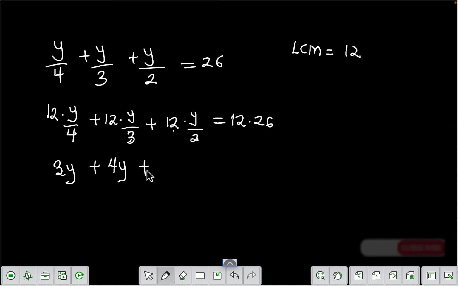2 times 6 is 12. So if I'm dividing 12 by 2, that should give me 6y, right? And then 12 times 26 is going to give us 312. Now 3y plus 4y plus 6y, these are like terms.